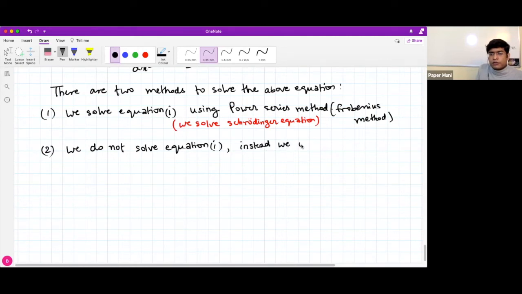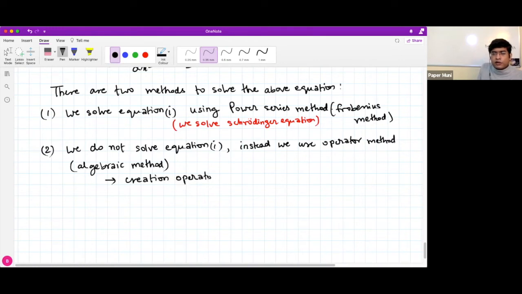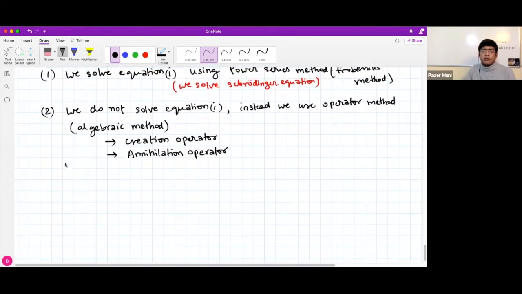Instead, we use the operator method, which is also called the algebraic method. This has two operators. One is called the creation operator and the other one is called the annihilation operator. We'll see in a moment what they are, as we go along. So this is the method which we'll be looking at, the creation operator and the annihilation operator.